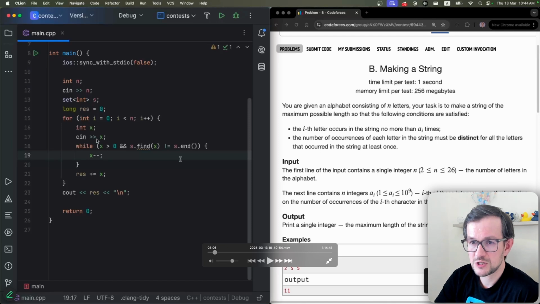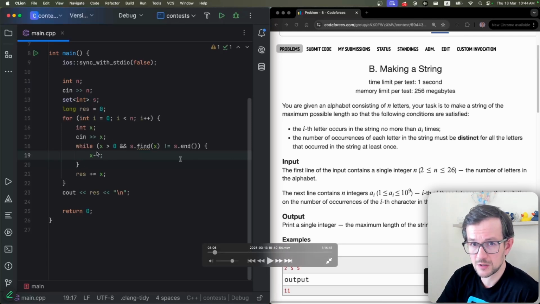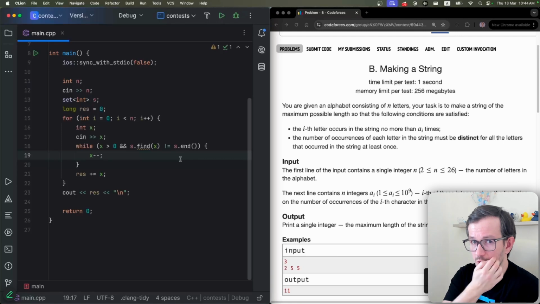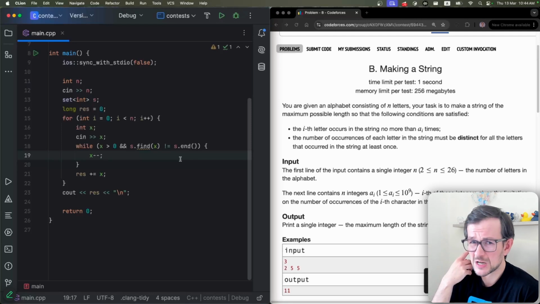So I read this number x. x is one of these numbers a_i. And then I decrease it while it is invalid. It is invalid if it is greater than 0 and it has already occurred in my sequence. If I already have this number before, then I decrease it until I have some unique number or 0. Okay, kind of a natural greedy algorithm. It's actually easy to prove.